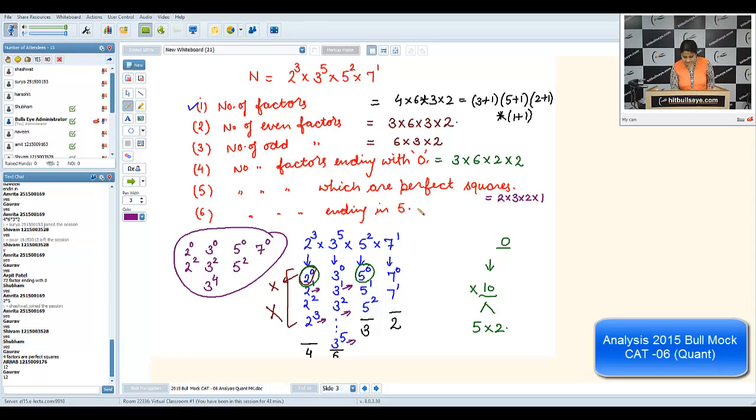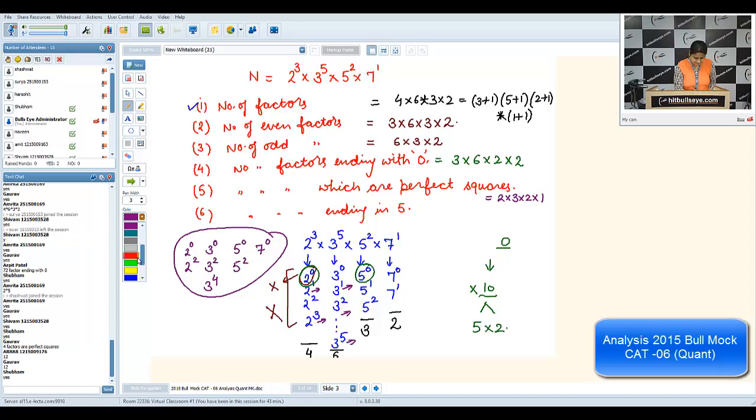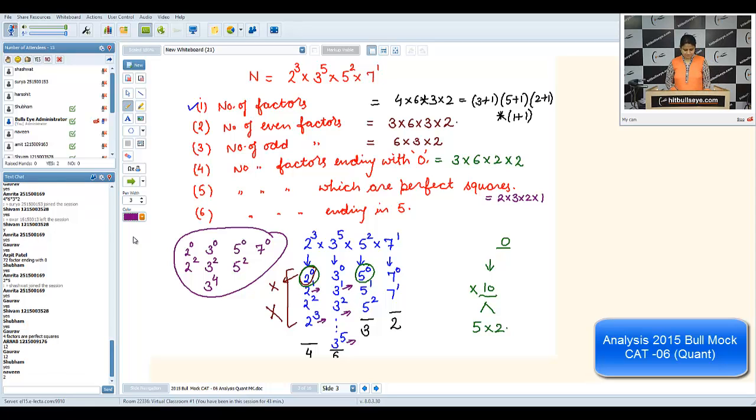Now come to the next part, the last one, that is the number of factors ending in 5. Now, anyone? What should be the answer for this? Number of factors ending in 5. Anyone? Please give me the expression. No, Naveen, this is not the answer.